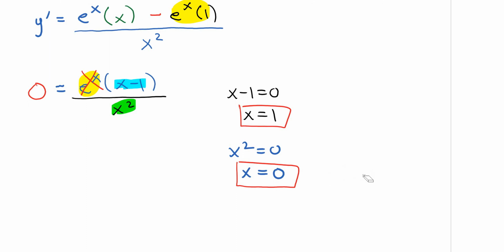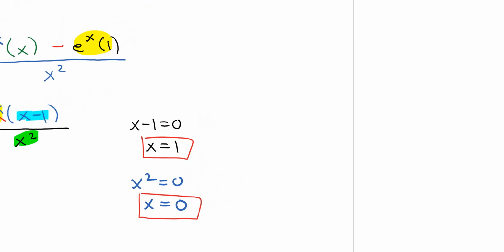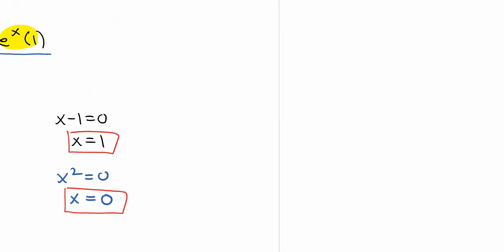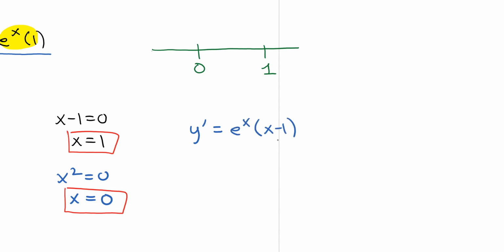Okay, let's go ahead and plug those numbers onto the number line, and let's evaluate what's happening here. Let me put the numbers 0 and 1 here, and then just below this I will write out the derivative expression, which was e to the x times x minus 1 all over x squared. And I need to pick numbers in the yellow region, the blue region, and the green region.